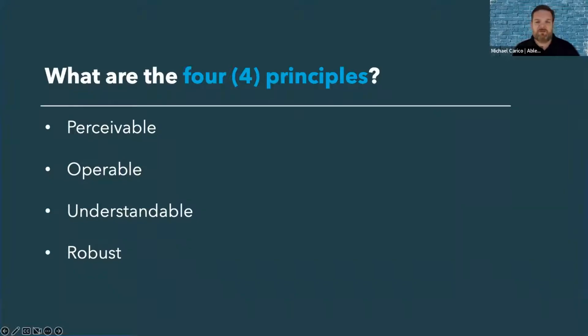Understandable: that's information that has to be understandable by the user interface and by the technology being used. It has to be readable, it should be predictable, it shouldn't jump around everywhere, and there should be input assistance where necessary. And then robust. This is the one a lot of people kind of fall on. The content has to be robust enough, meaning that it can be interpreted by a wide variety of user agents, web browsers, including assistive technologies. There's multiple types of screen readers. They all work a little differently.